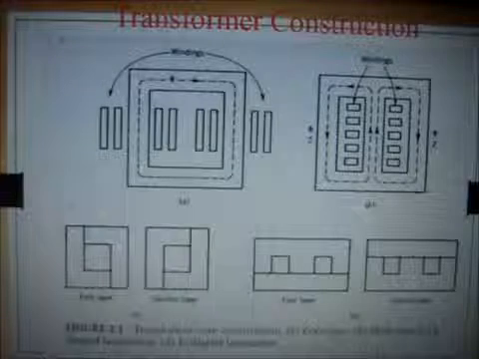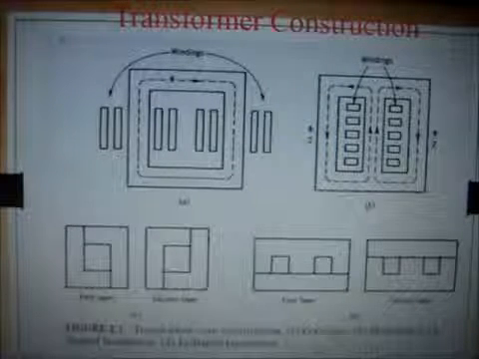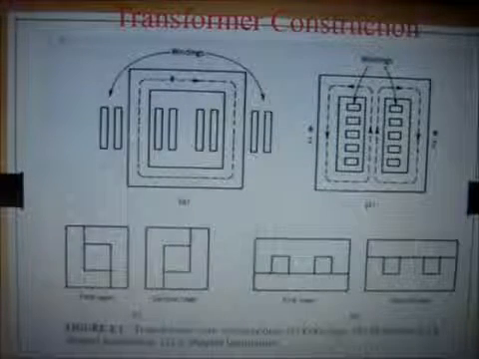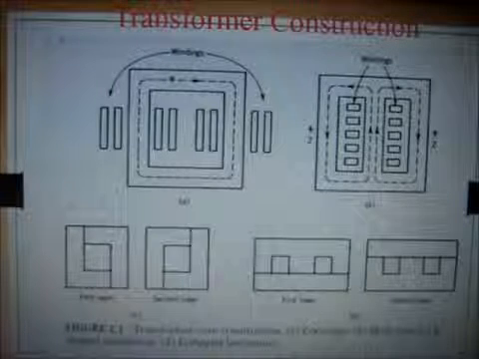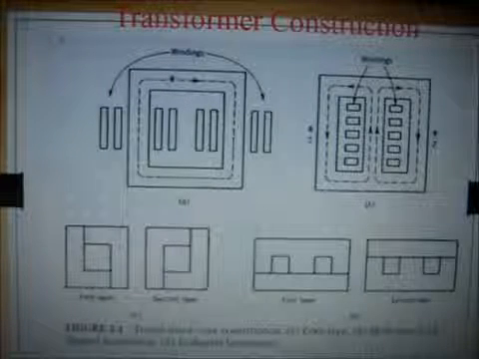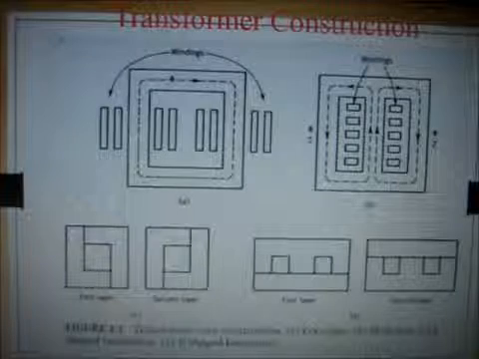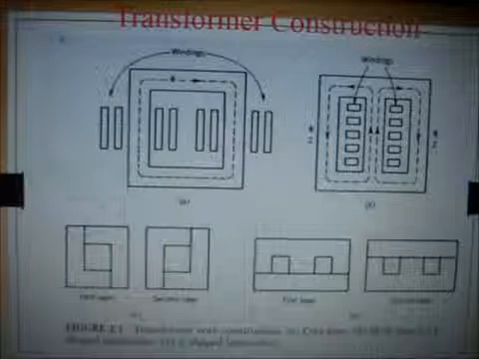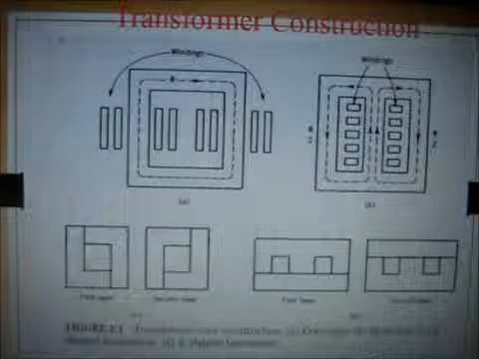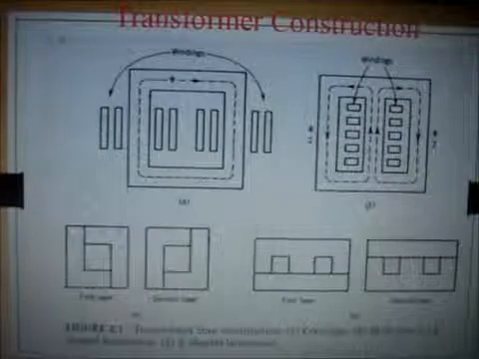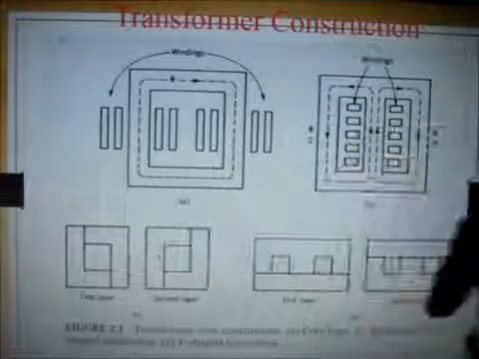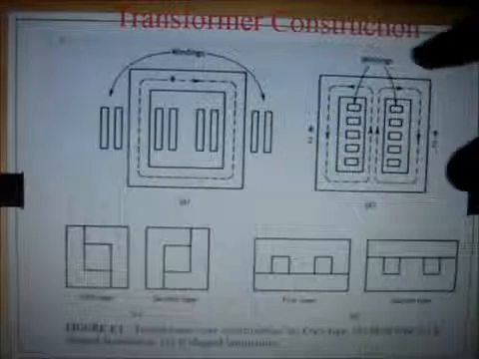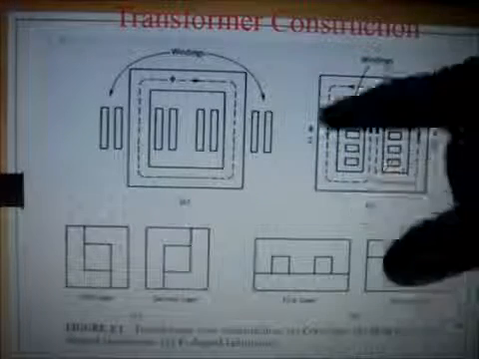Now coming to the construction of the transformer, it can be of two types, that is the shell type and the core type. In case of the core type, the core is surrounded by the winding, and in case of the shell type, the winding is kept in the middle part. You can see in the first picture, that is the core type, and this is the shell type. The windings are within it.